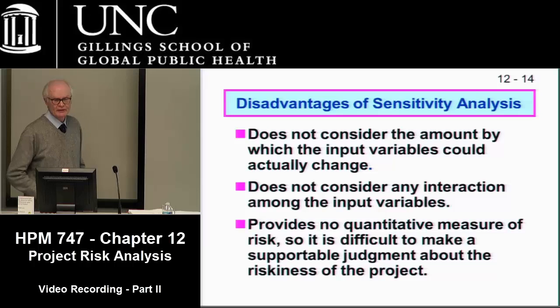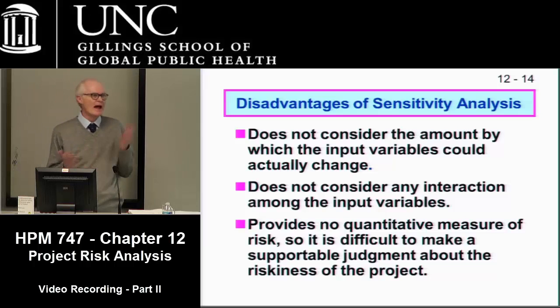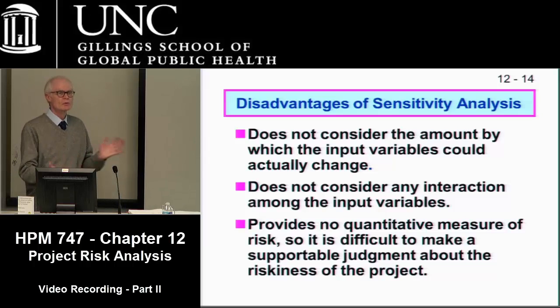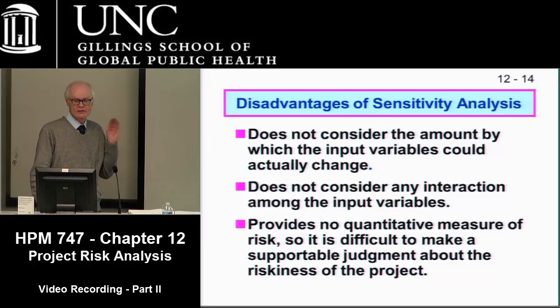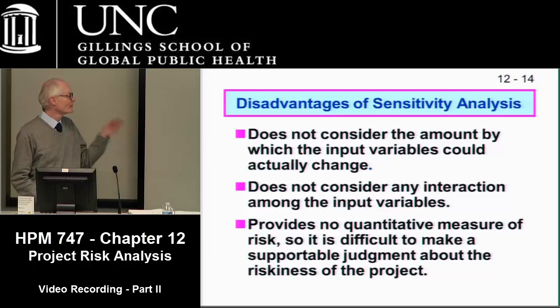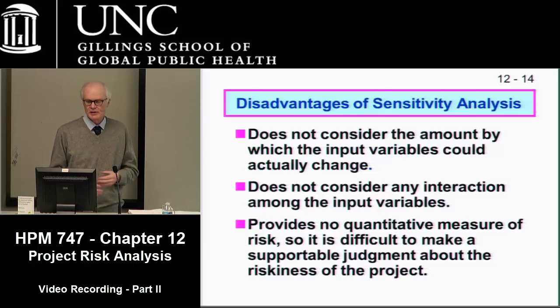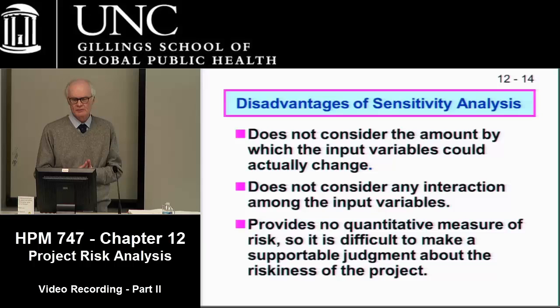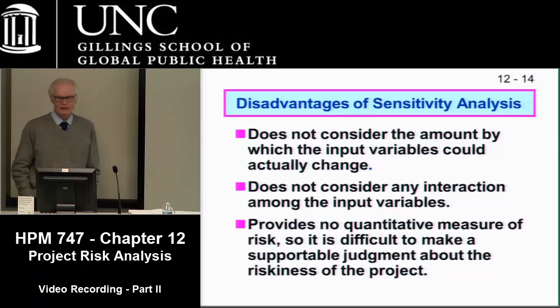So the disadvantages: it does not consider the amount by which input variables could actually change. So in the real world, we seldom know. There may be a much greater range of change for some variables than others. Does not consider any interaction among the input variables. What does that mean?